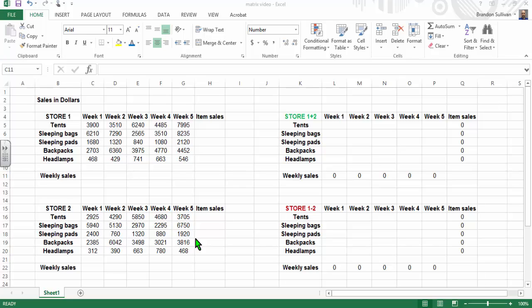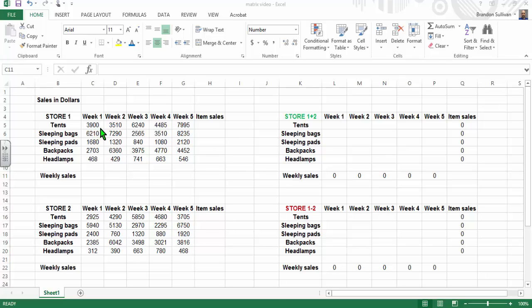Before we discuss matrices, let's revisit Microsoft Excel, where we can analyze data within spreadsheets. Here you're looking at the sales for an outdoor store that sells tents, sleeping bags, pads, backpacks, and headlamps over the course of a month, divided into week 1, week 2, week 3, 4, and 5.